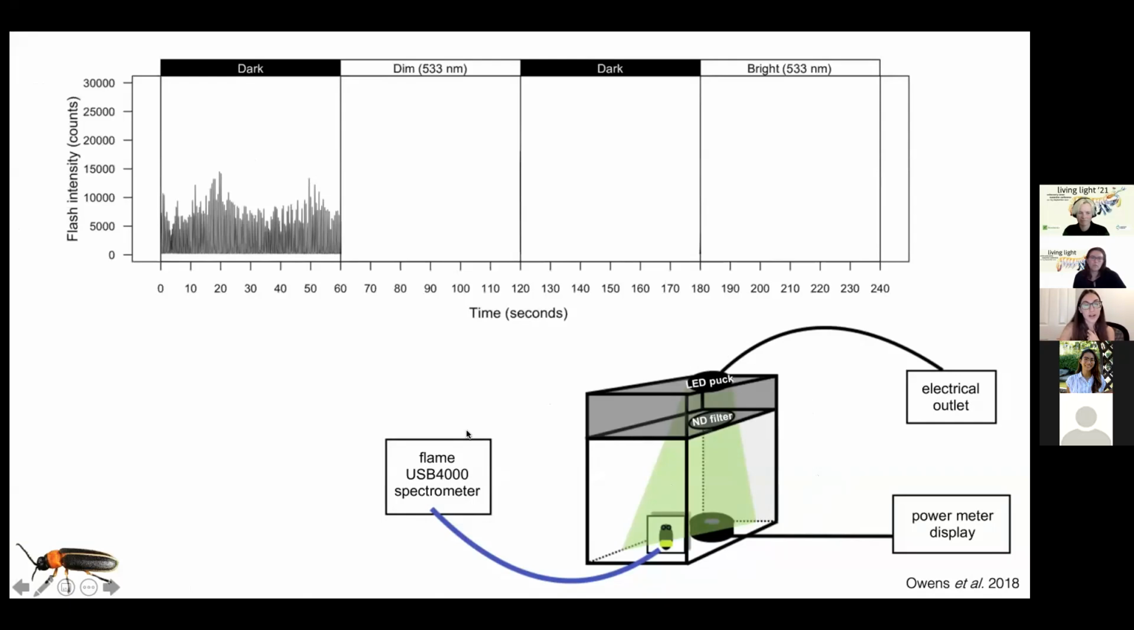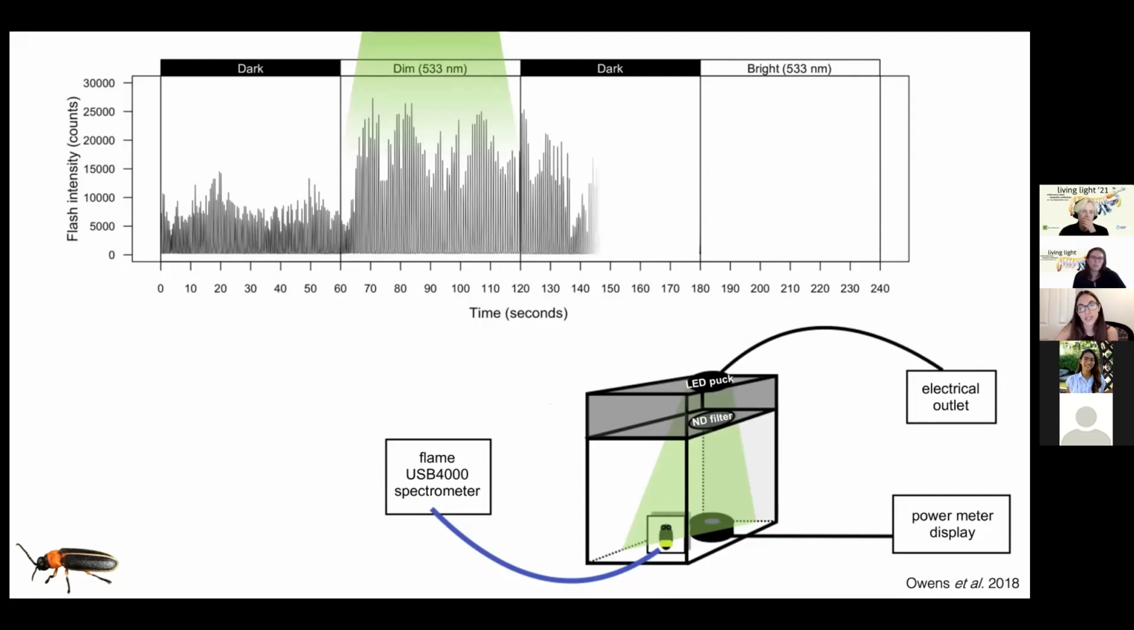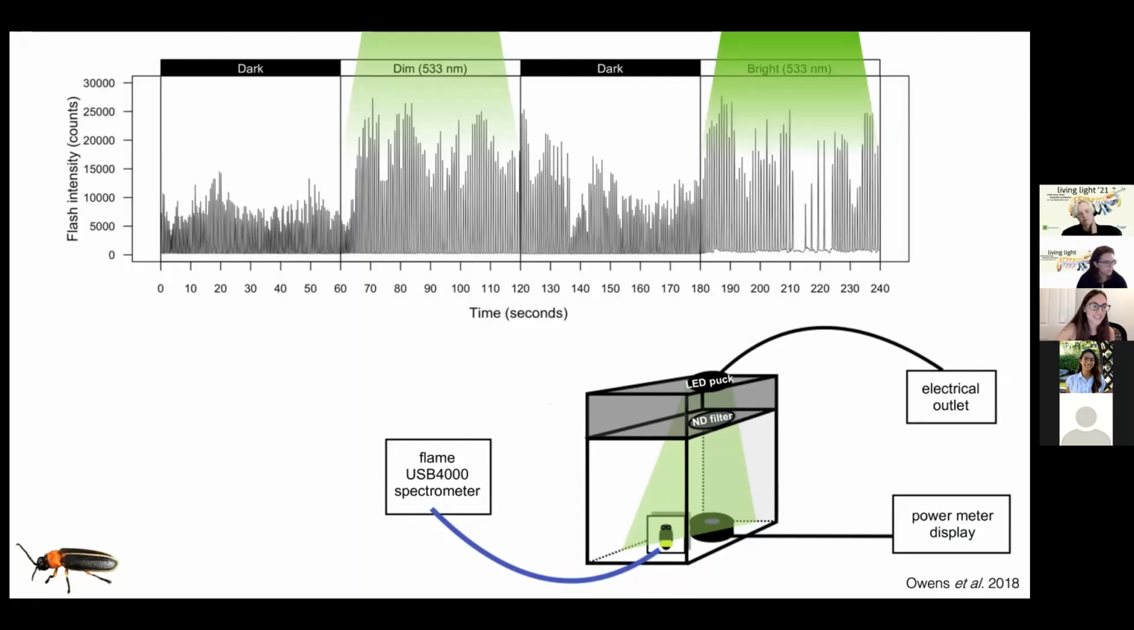And so it produced a graph that looks something like an EKG, where time is on the x-axis and each peak is a flash. And you can see in darkness, the flashes are all at about the same intensity. When you add a dim green light, all of a sudden they get much, much brighter. And each individual flash also lasts a bit longer, which is what we would expect. When you take that light away, flashes gradually fall back to their baseline level of brightness. And when you add a really bright green light overhead, again, the flashes get brighter, but now we start missing some. There's sort of these competing responses of flashing brighter and then maybe just giving up and not flashing at all.